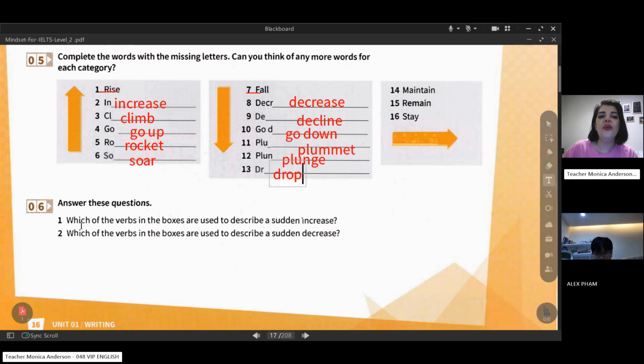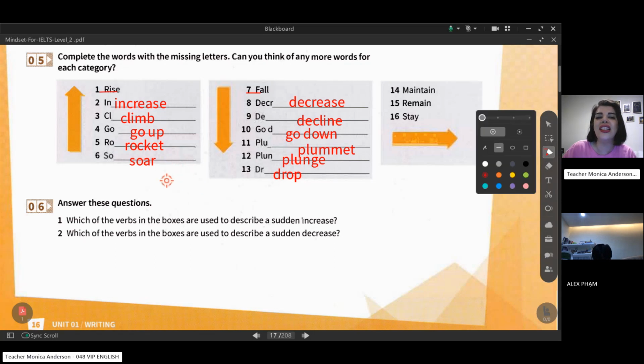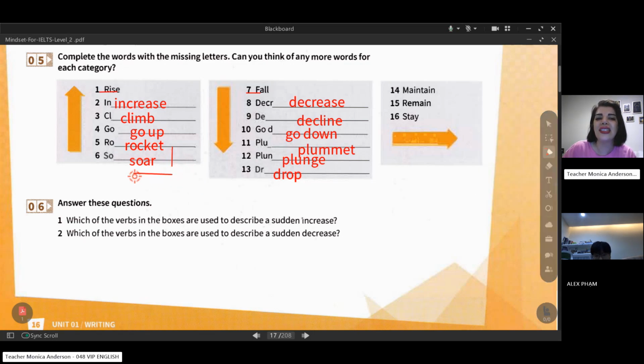And now, which of the verbs in the boxes are used to describe a sudden increase? As I told you, a sudden increase. Rocket and soar. Yeah. And sudden decrease? Plummet and plunge. Plummet and plunge mean sudden decrease. So when you see a sudden decrease, you use these two words.